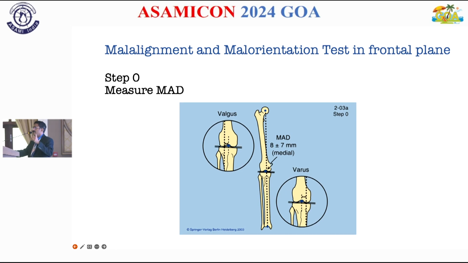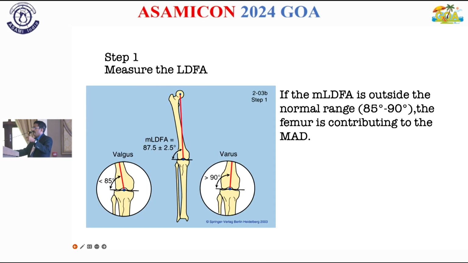Next, once you have done the full length X-ray and the assessment, the next step is the malalignment test. So first thing is the mechanical axis deviation, whether it's a varus or valgus. So we have to draw from the hip joint center to the ankle joint center. Then the next step is to measure the LDFA by drawing hip joint center to the knee joint center and a joint line, that is LDFA.